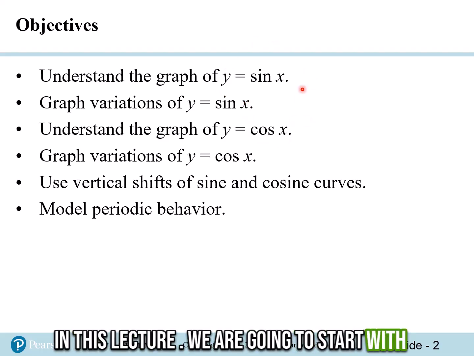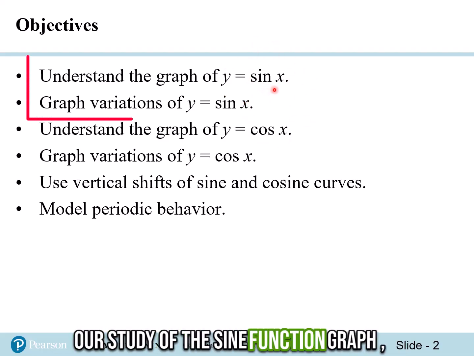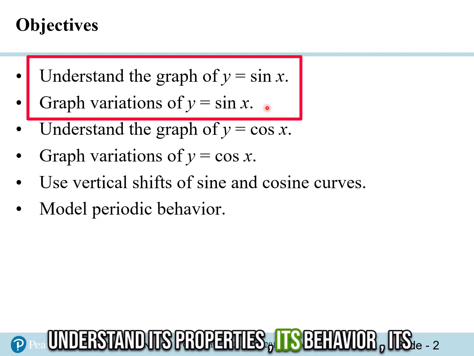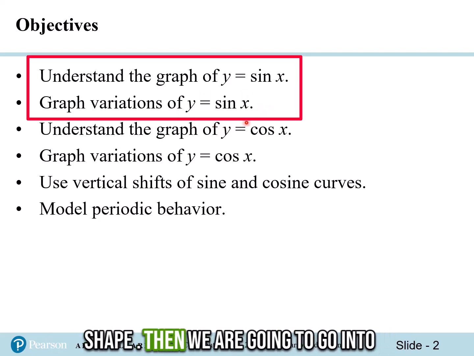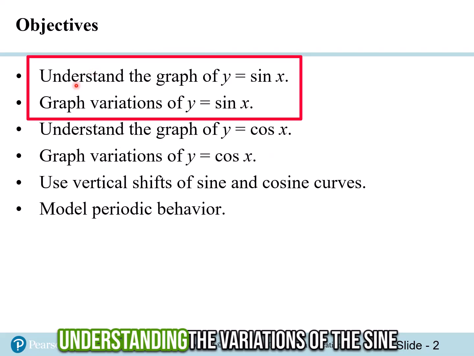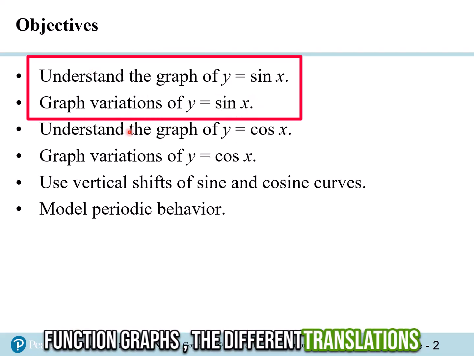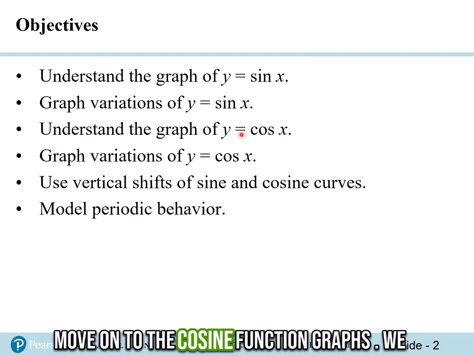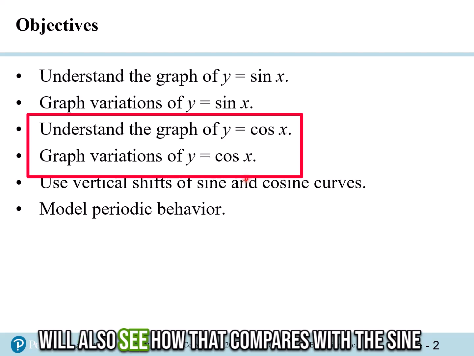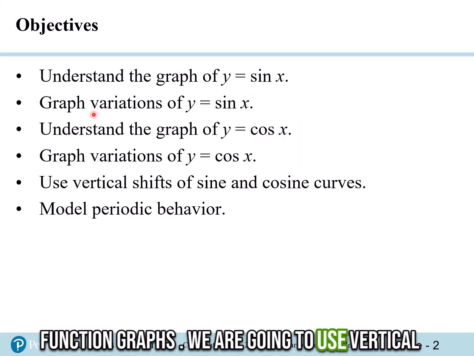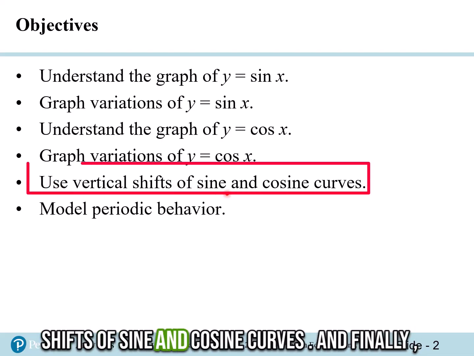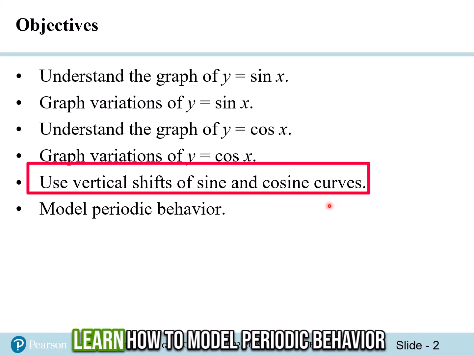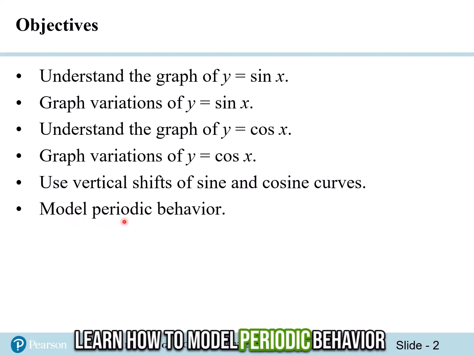We are going to start with our study of the sine function graph, understand its properties, its behavior, its shape. Then we are going to go into understanding the variations of the sine function graphs, the different translations and the transformations, and then we will move on to the cosine function graphs. We will also see how that compares with the sine function graphs. We are going to use vertical shifts of sine and cosine curves, and finally learn how to model periodic behavior.